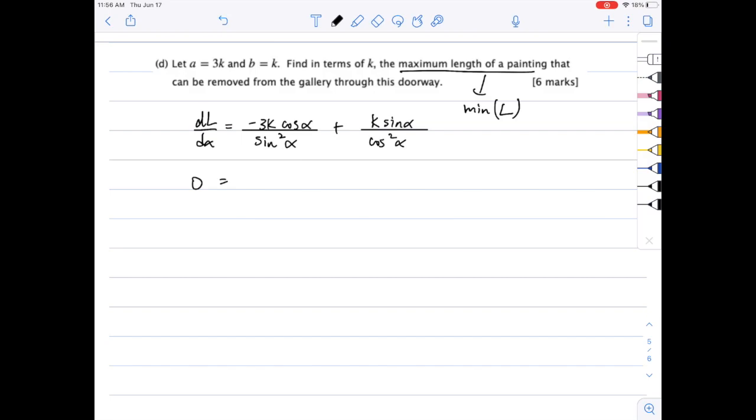Before I do anything else, though, I think what I want to do is combine these two fractions together. So I'll multiply the top and bottom by cosine squared here, and the top and bottom by sine squared here. Okay, so it's going to be negative 3k cosine cubed alpha plus k times sine cubed alpha, all divided by sine squared alpha cosine squared alpha. This expression on the right is going to be equal to 0 when the numerator is equal to 0. So we can simplify that to this.